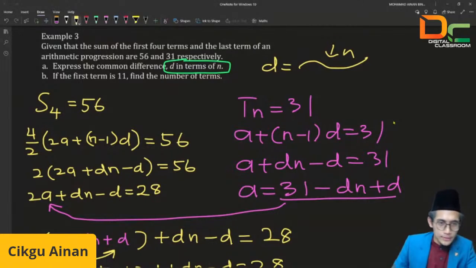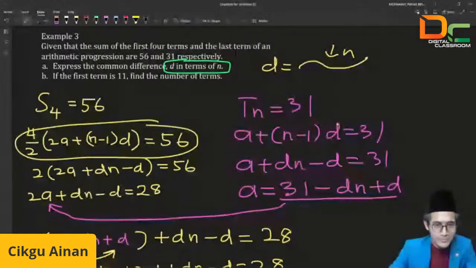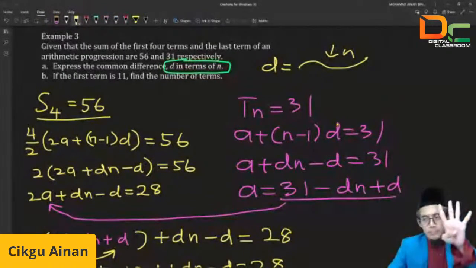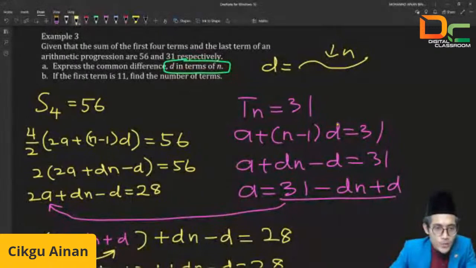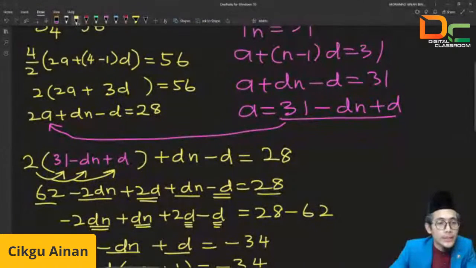Okay, I just made a mistake. The mistake is somewhere over here. That's why I said I'm so sorry, I got carried away. Now, this is the sum of the first 4 terms, so the n is 4. As we can see over here, I didn't substitute the number correctly. So I change it. So 4 over here. It's supposed to be 3D. Okay, tak apa, we can still adjust.